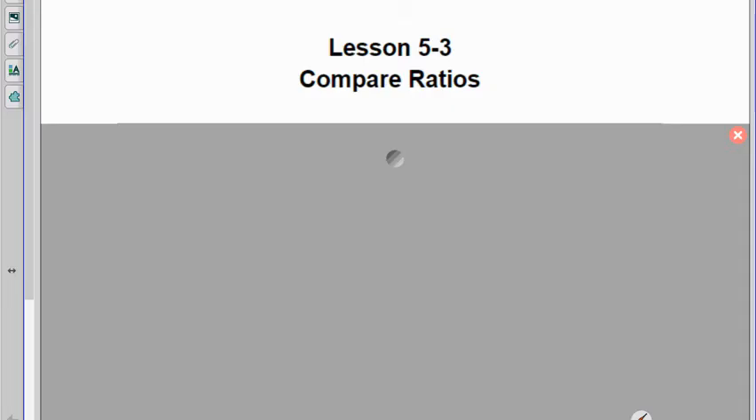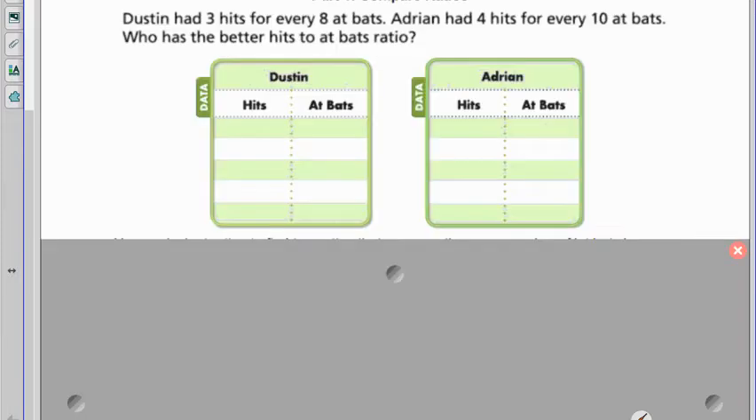Welcome to lesson 5.3. Today we'll be comparing ratios. So we're looking at Dustin, who has 3 hits for every 8 times he's at bat. And we're also looking at Adrian, who gets 4 hits for every 10 times he's at bat. And from these ratios, 3 to 8 and 4 to 10, we can generate equivalent ratios.